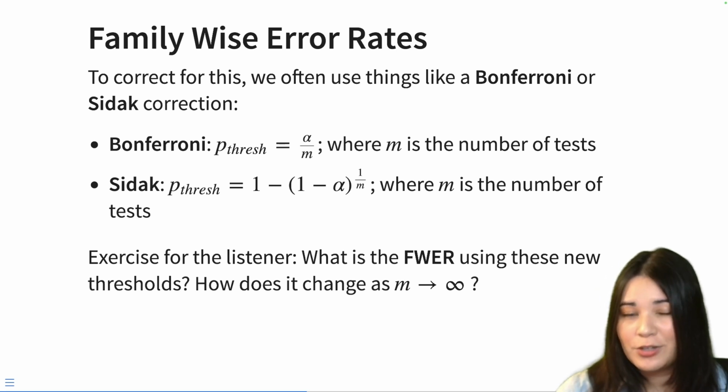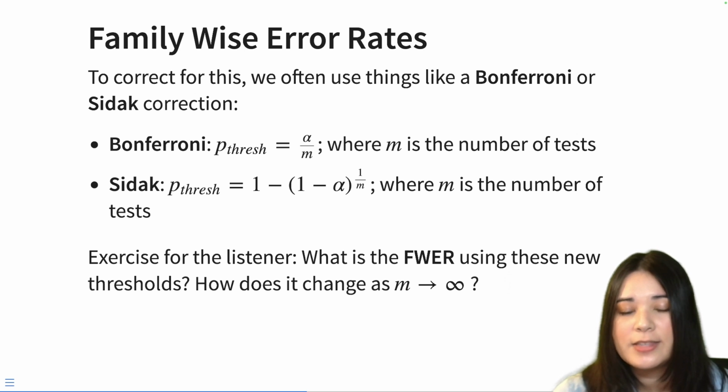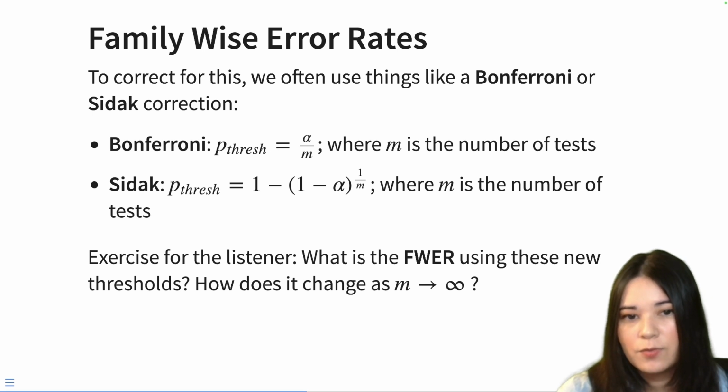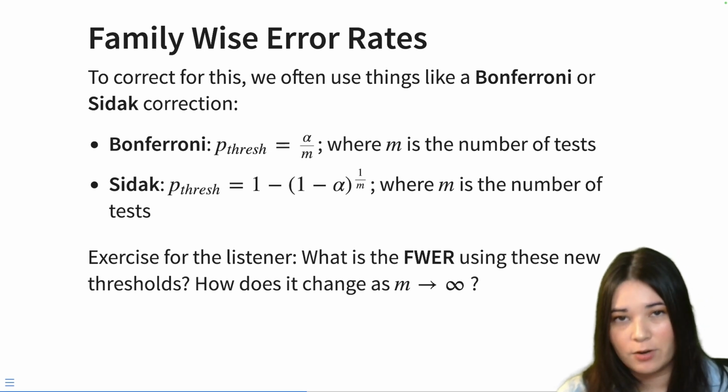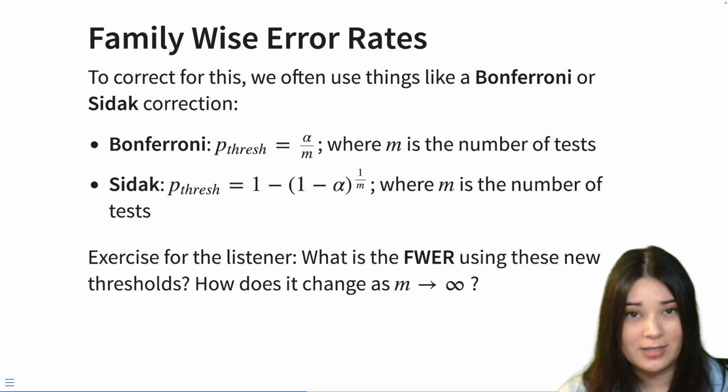What I'd love for you to do as an exercise to the listener is figure out what the actual family-wise error rate would be for these new p-value thresholds. For instance, if we plug in alpha over m as our type 1 error rate for an individual test, what is the family-wise error rate for 20 tests? Same thing with the Sidak correction.